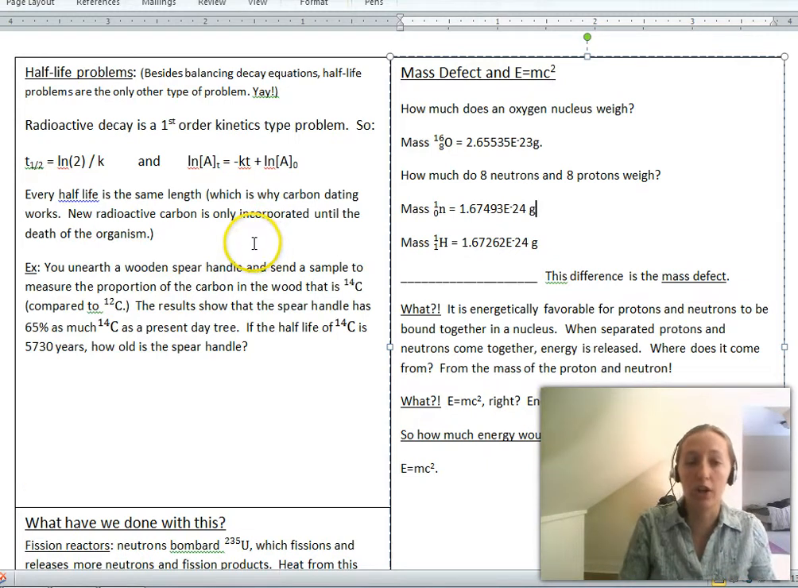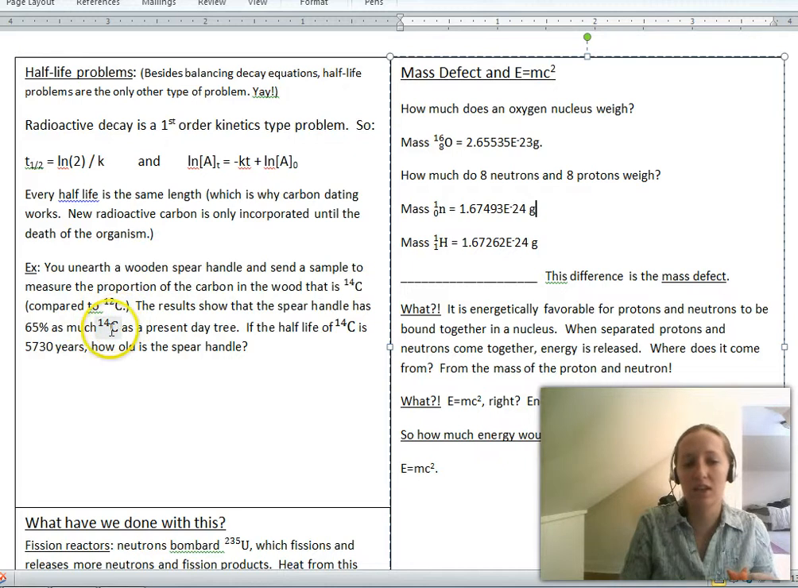living things incorporate carbon into their tissues, and that carbon is originally coming from the atmosphere, from plants and stuff, and it turns out that a small portion of carbon is radioactive carbon, which is carbon-14.